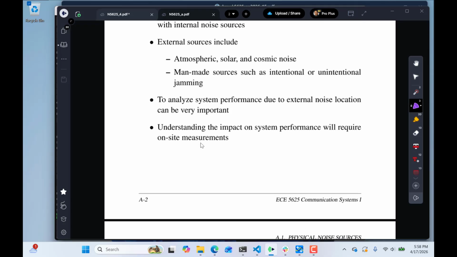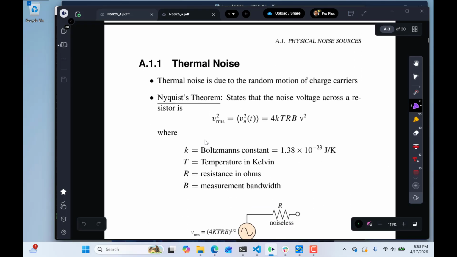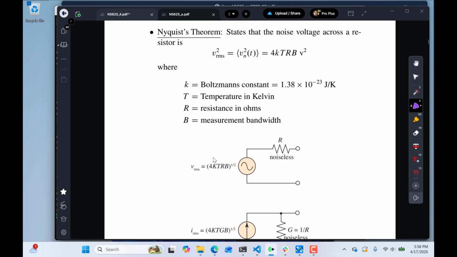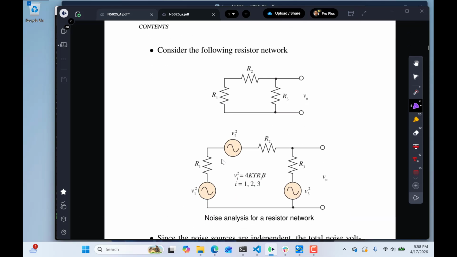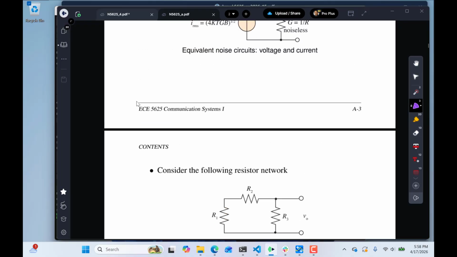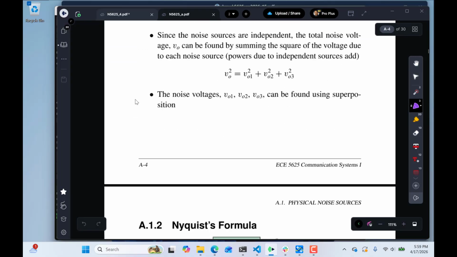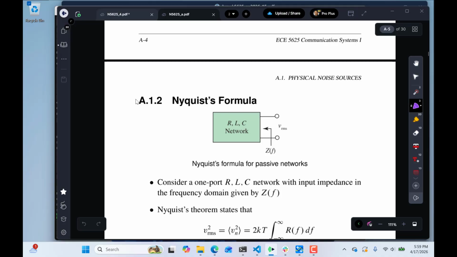Look that up on Google. You can read about how one LED bulb is not the same as another in terms of the noise they produce. So thermal noise is Nyquist's theorem, which is this formula right here, involving these physical constants. I will get into this, but I'm just sort of zooming past it. And then the other aspect of this is Nyquist's formula.